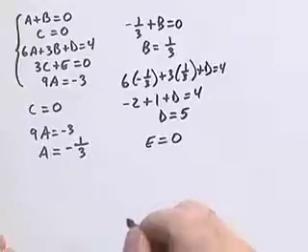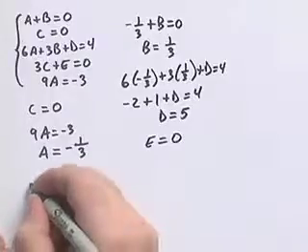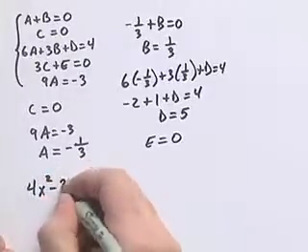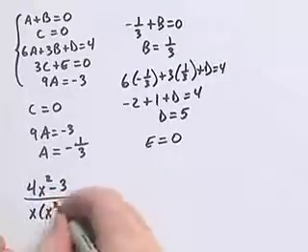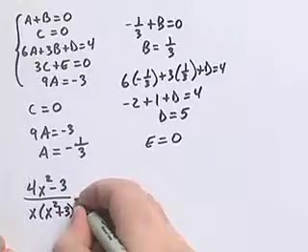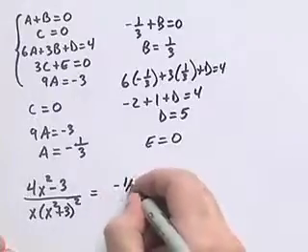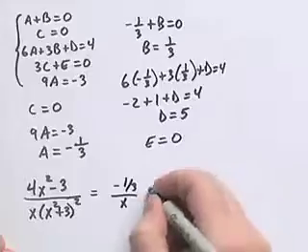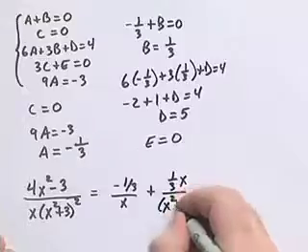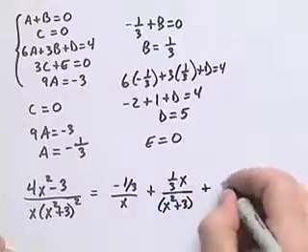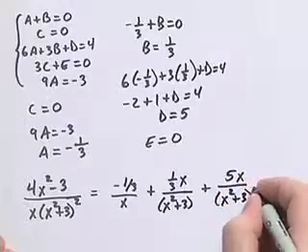We go back to our partial fraction decomposition now, since we know a, b, c, d, and e. We're going to say that 4x squared minus 3 divided by x times x squared plus 3 quantity squared is equal to negative 1/3 over x plus 1/3 x over x squared plus 3 plus 5x over x squared plus 3 quantity squared.